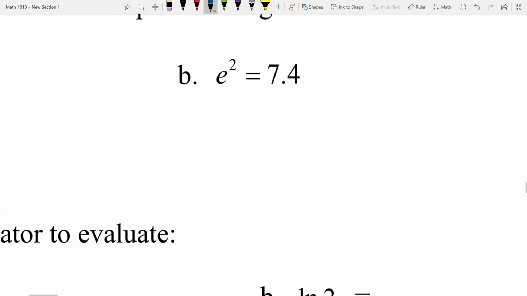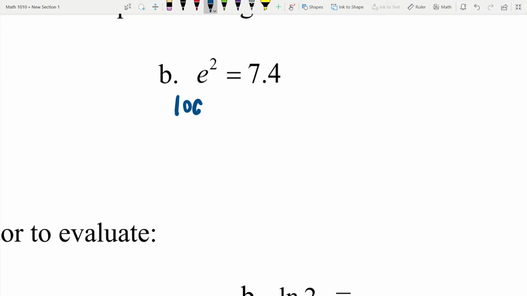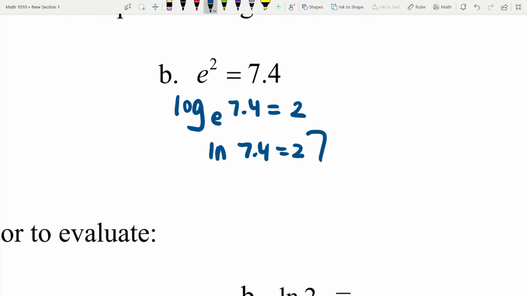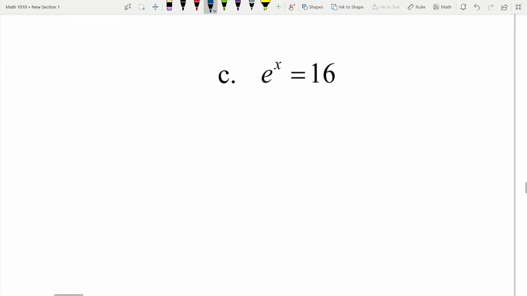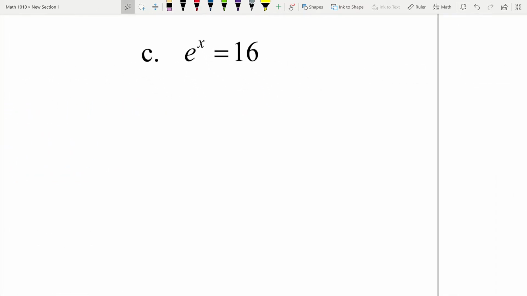Okay, let's do this one. It's going to be log base, talk to me everybody, E of 7.4 is equal to, what haven't we written? 2. Everybody go, ln 7.4 equals 2. Could you go straight to ln? Sure. You don't even have to write that down if you don't want to. When you get into 1050, for those of you that are choosing to go, we're gonna do lots of solving on this. And if you can go straight to ln, it's gonna be easier.